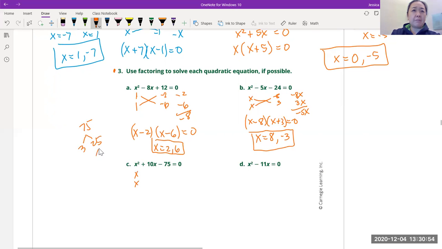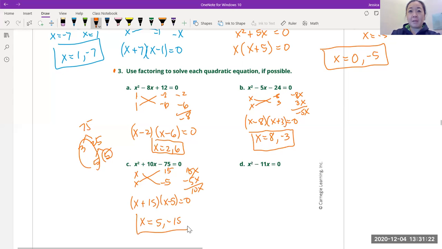3 and 25. This is 5 and 5, right? 15 and 5. Okay, 15 and 5, I could do that. And the 15 has to be positive. So we got 15x, and this is going to be -5x plus 10x. Happy days. So we get x plus 15, x minus 5 is equal to 0, x is equal to 5 and -10, 15. Totally meant that.